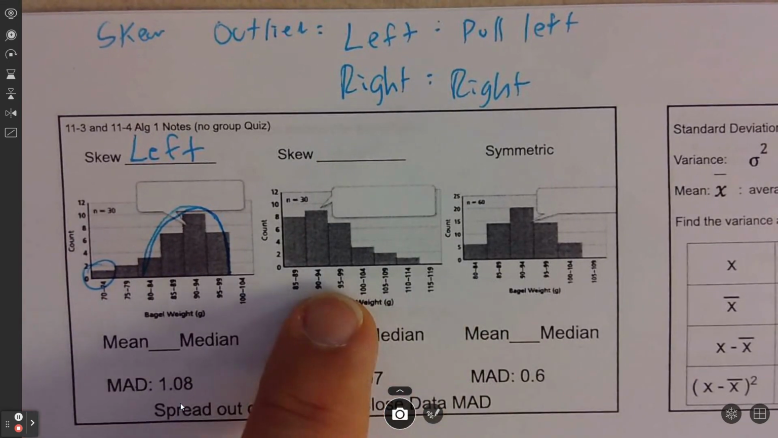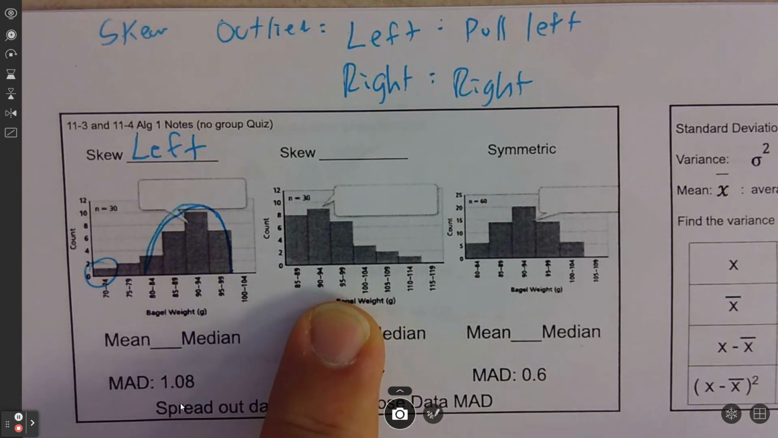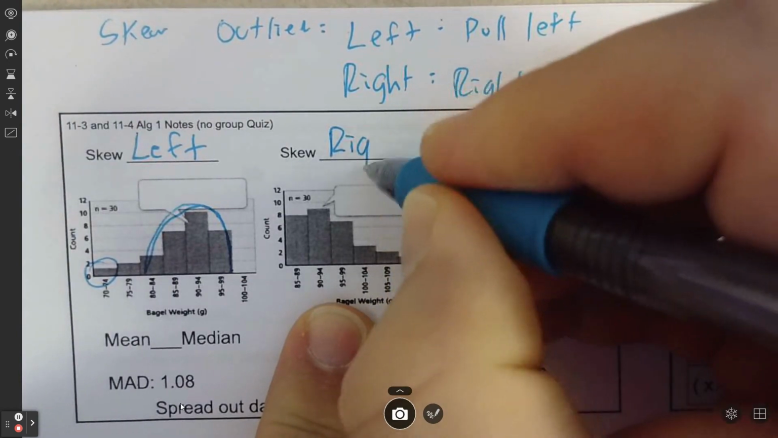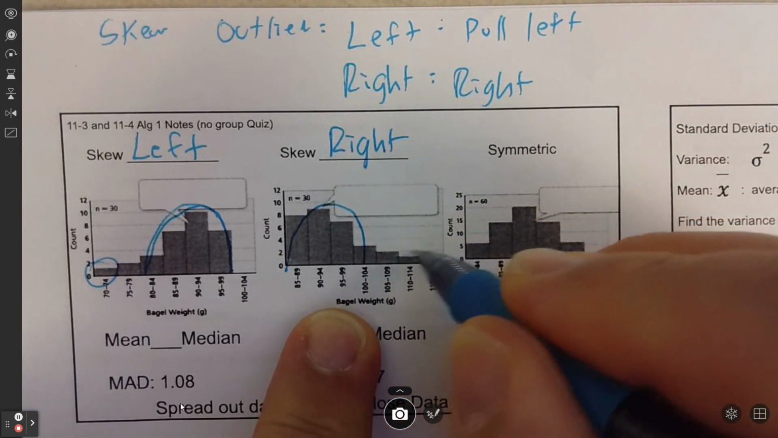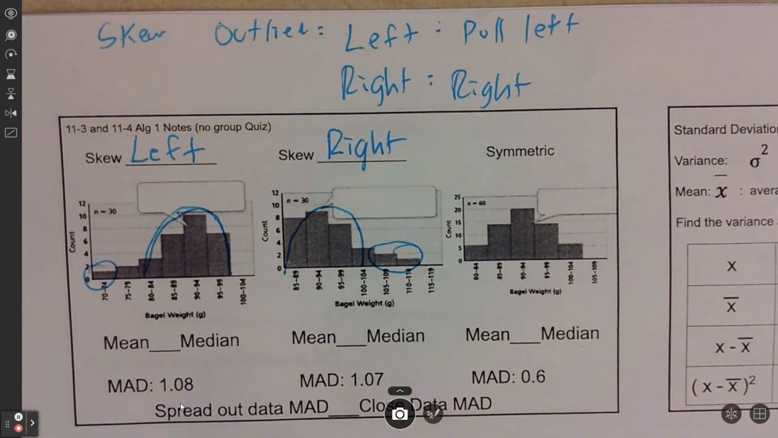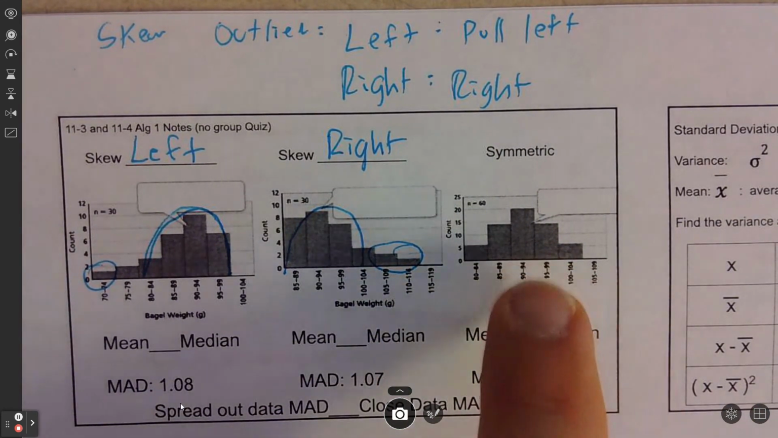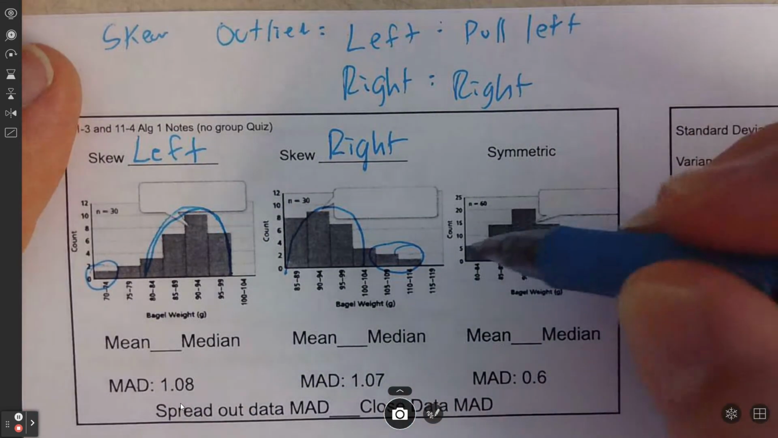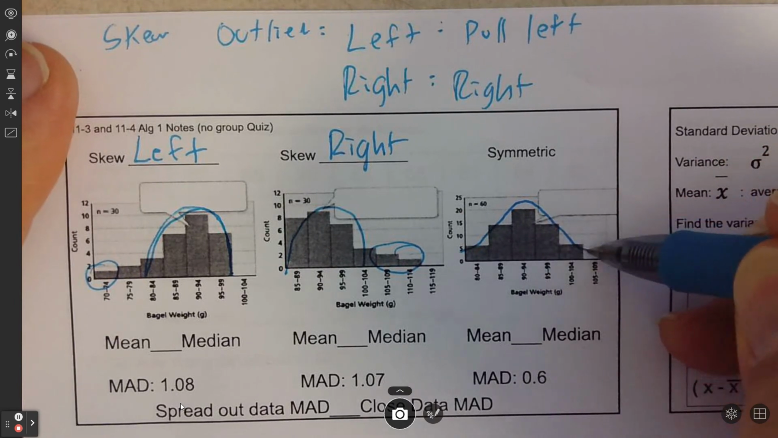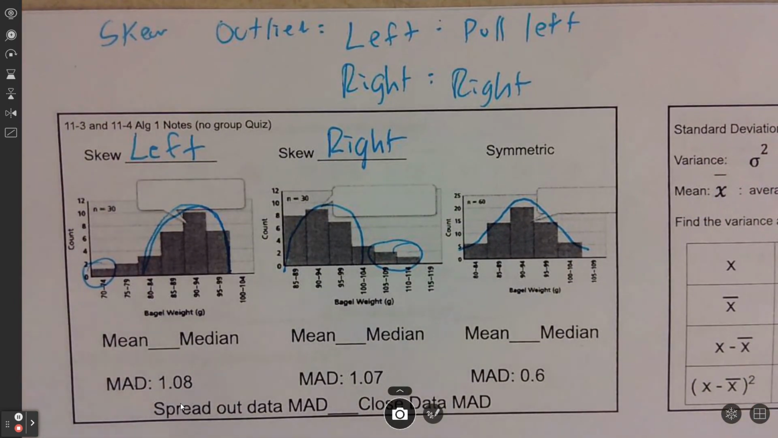Which means this guy is skewed how? Right. Because most of the data is here, and then these are my outliers that are pulling at the tail. And then we have symmetric, which means it's like a perfect curve. Some of this we've already seen, but we just got to talk about it in this other way.